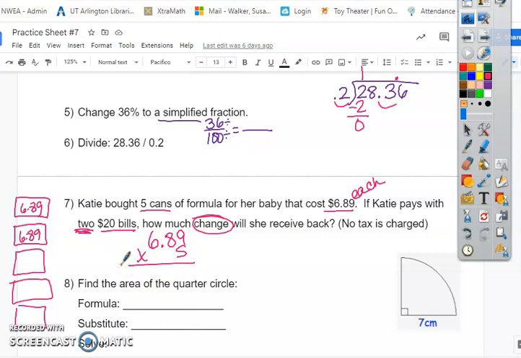That's going to give me how much I owe. But I want to know how much I'm going to get back from 2 $20 bills. So how much is 2 $20 bills? Hopefully we know that's $40. So I'm going to put $40. And we know change is subtract. So we want to make sure we line that up when we subtract. So I hope that makes sense to you.